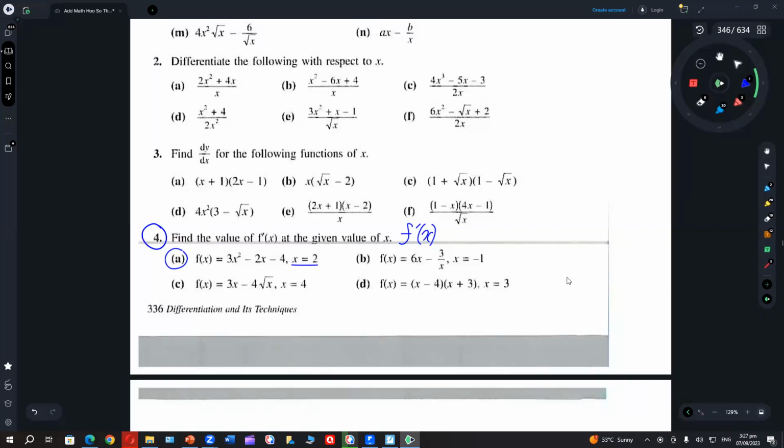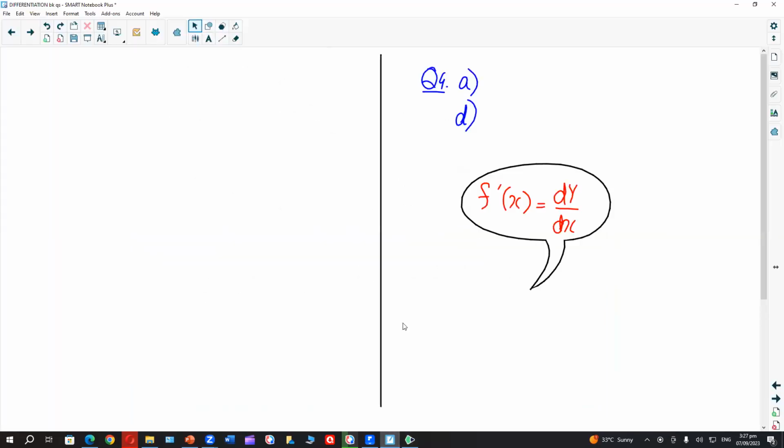F prime x is a symbol of differentiation. F prime x means differentiation. Now you look on this sheet, look at here. And I have made a reference: f prime x is equal to dy upon dx. So copy this in your notes register.